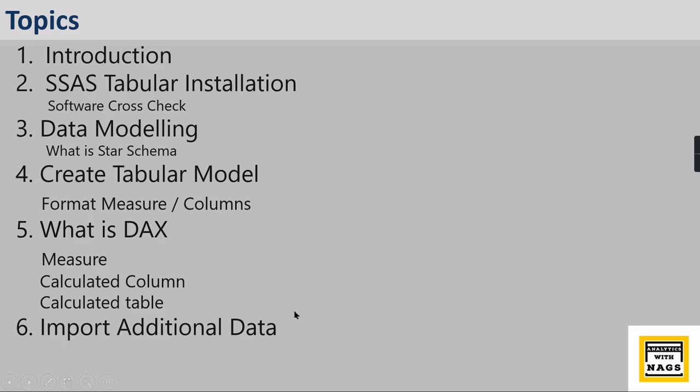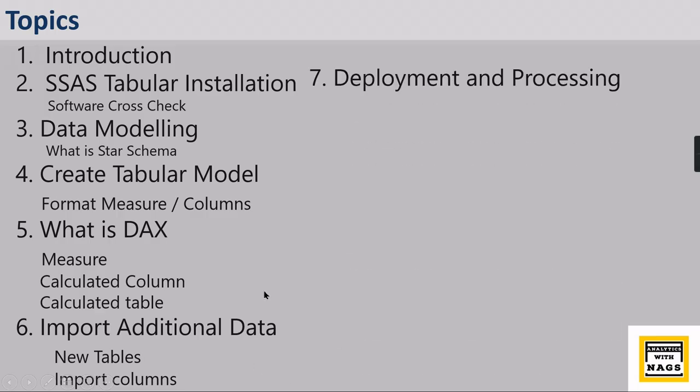Then it is the practical way, covering some of the issues we will face. You may need to import additional data, like new tables or additional columns. Once you develop the initial version of tabular, your project evolves, and you need to import some new dimensions or new fact tables into the same existing model. So how can you do it? That part I will cover here.